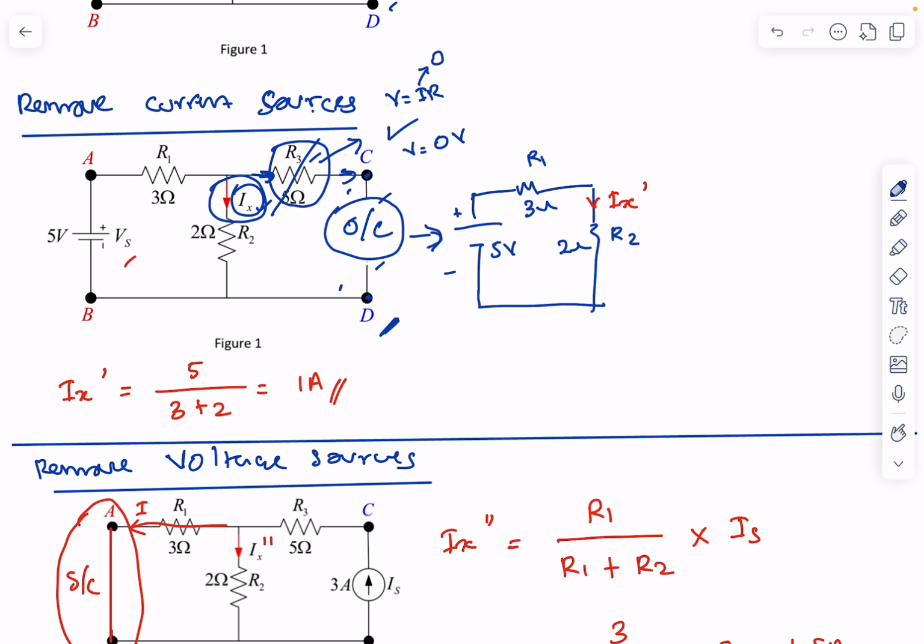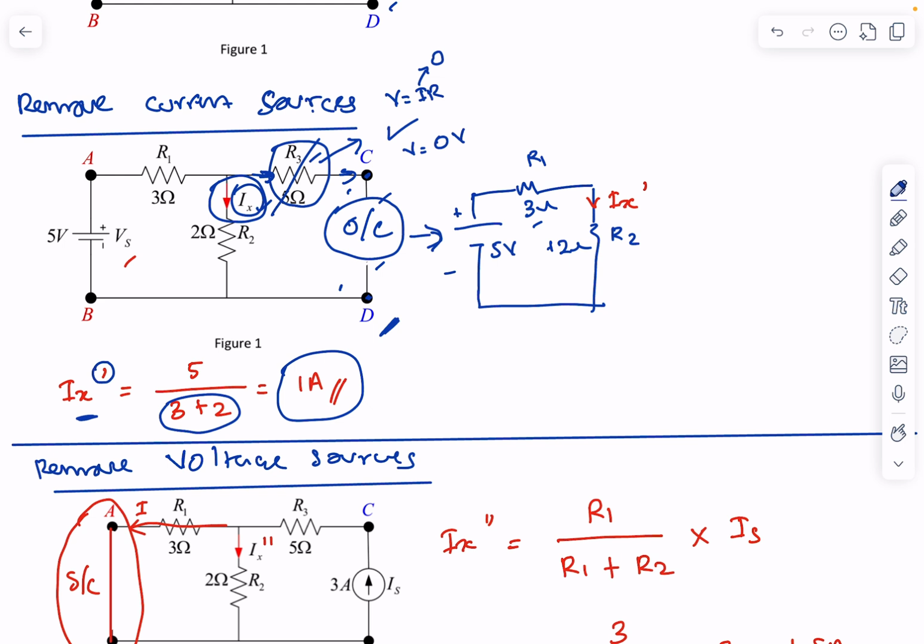So Ix is equal to V divided by the total resistance, which is 5 divided by 3 plus 2. So you get 1 ampere. Since you removed the current source, you need to label this Ix with a single prime, Ix single prime.